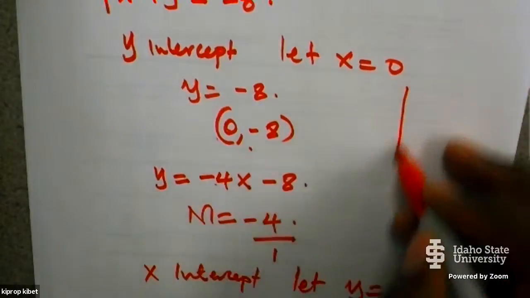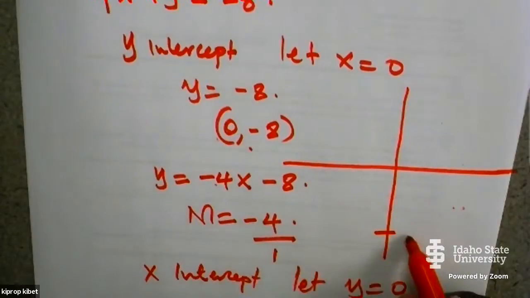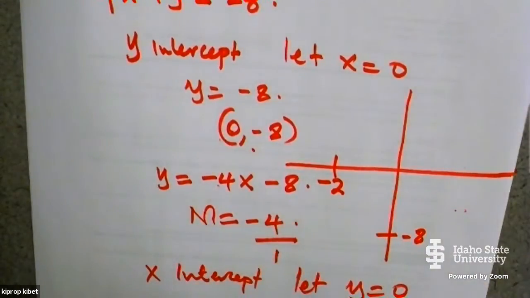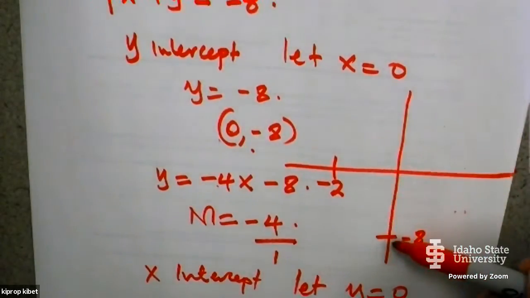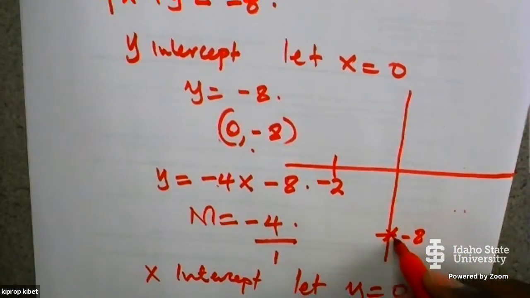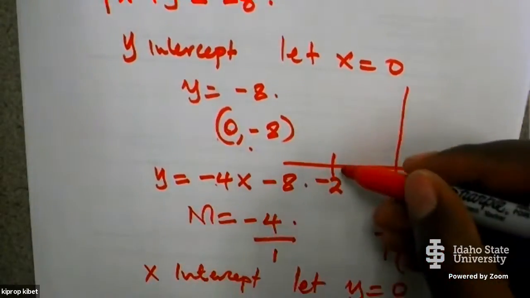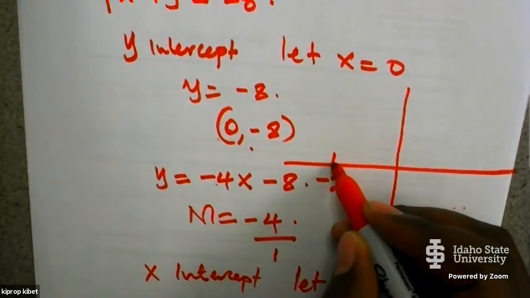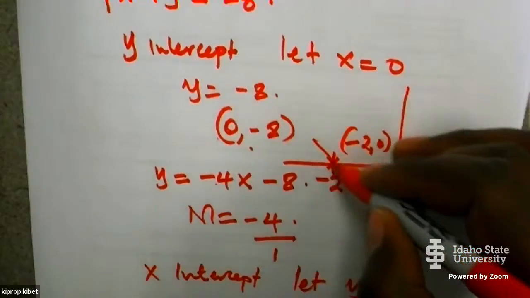So when you come and draw here, if this is -8 and this one is -2 there, then we have the origin (0, 0) here, and then it goes to -8, which is here. So our point is (0, -8). Then we have another point, which is at x = -2, which is there. Then you draw.